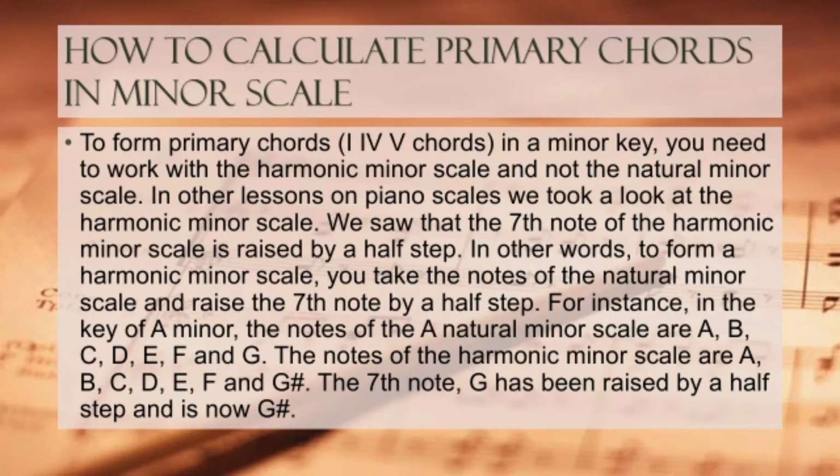For instance, in the key of A minor, the notes of the natural minor scale are A, B, C, D, E, F, and G. The notes of the harmonic minor scale are A, B, C, D, E, F, and G sharp. The seventh note, G, has been raised by a half step and is now G sharp.